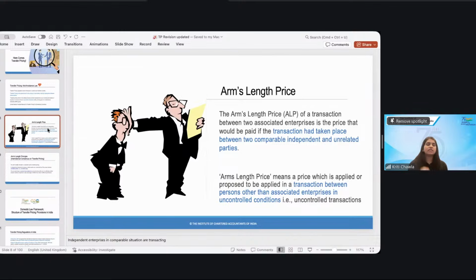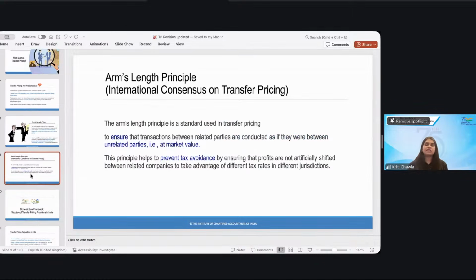So that is basically the arm's length price. Now the point is, where is this arm's length price coming from? Well, the arm's length price is coming from the arm's length principle. The arm's length principle is the international consensus on transfer pricing, meaning that if there are jurisdictions around the world that are following transfer pricing, they will also use something called the arm's length principle.